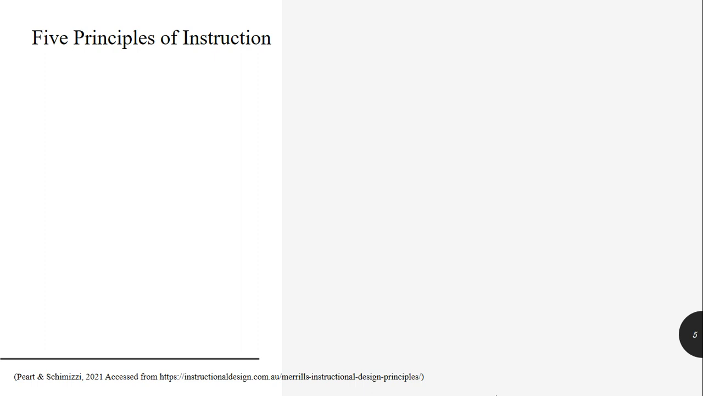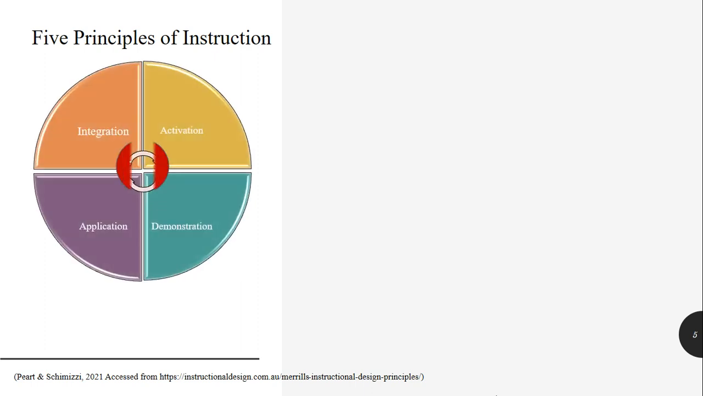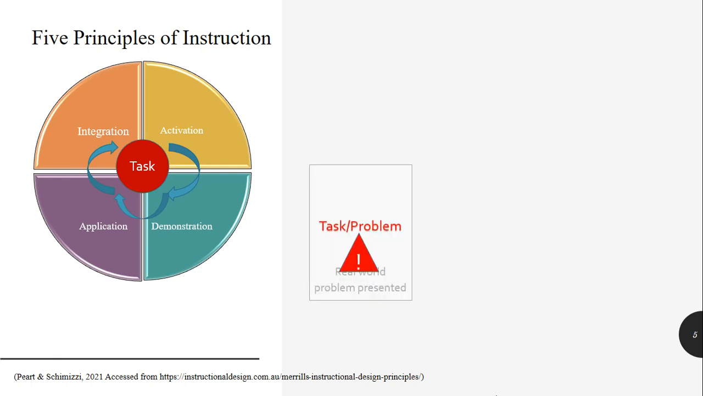Let's look at the 5 principles of instruction. The 5 principles of instruction work together cohesively in this design. The task or problem is centered in the activity, and the other elements work together to solve the task. The 4 remaining principles are activation, demonstration, application, and integration.